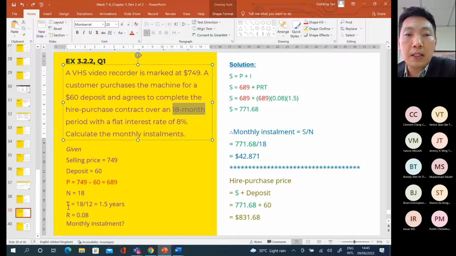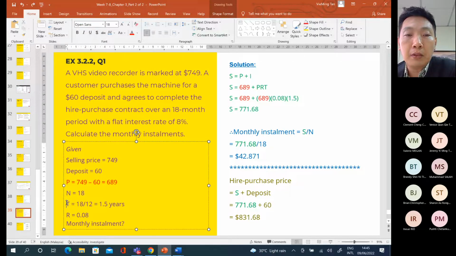So I put here T, T is 18 months, so I'll just write down T is equal to 18 divided by 12, because T is always in years unit. So I'll change the month unit to year unit first. 18 divided by 12 is equal to 1.5 years. The duration of the agreement is 1.5 years. Okay, any more other information?